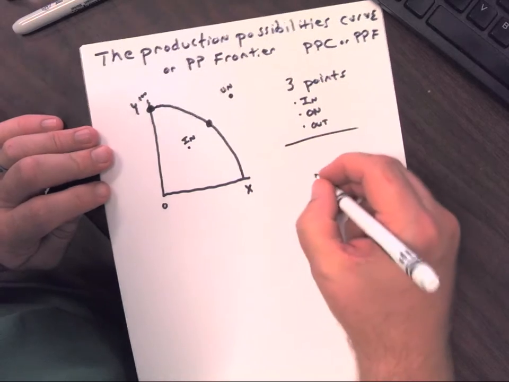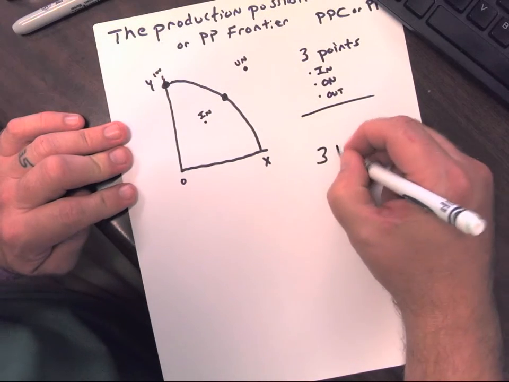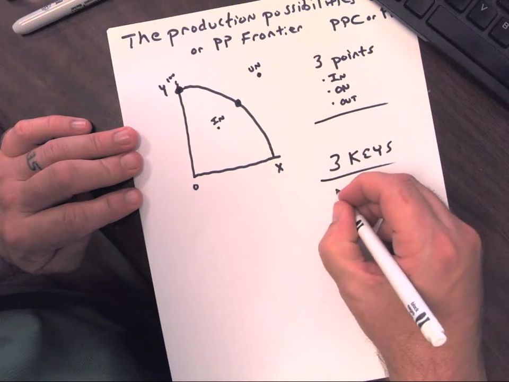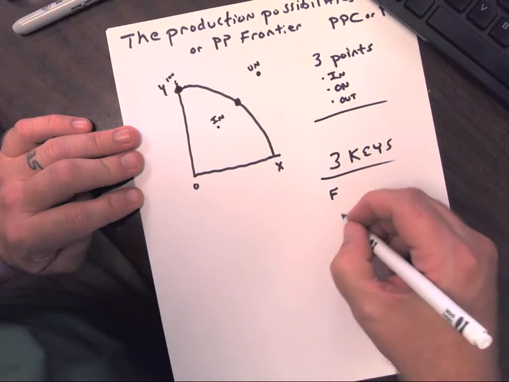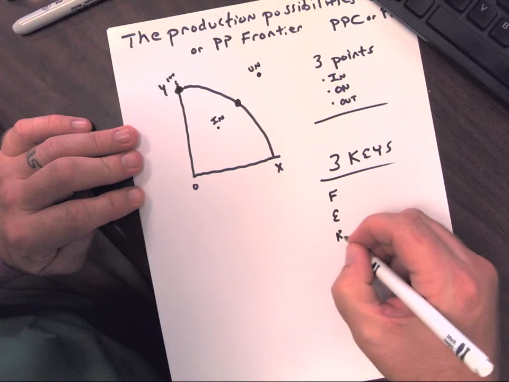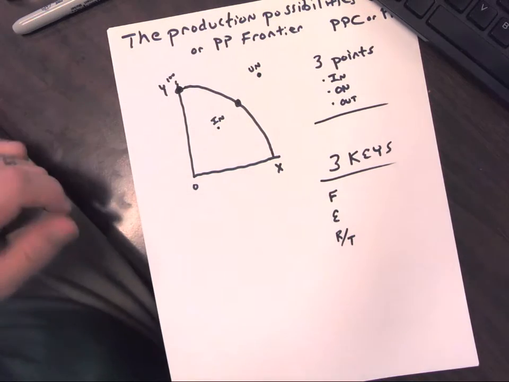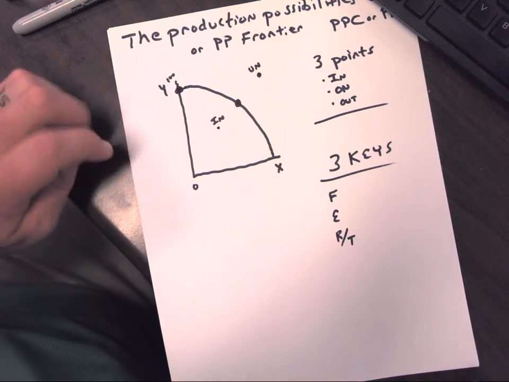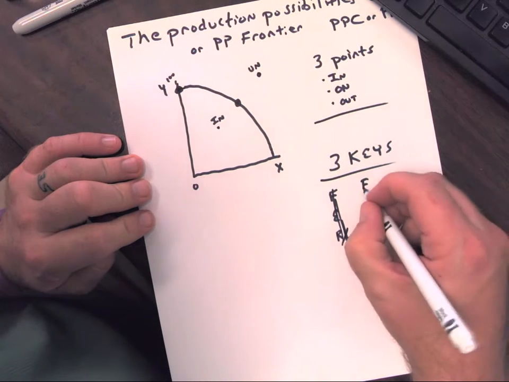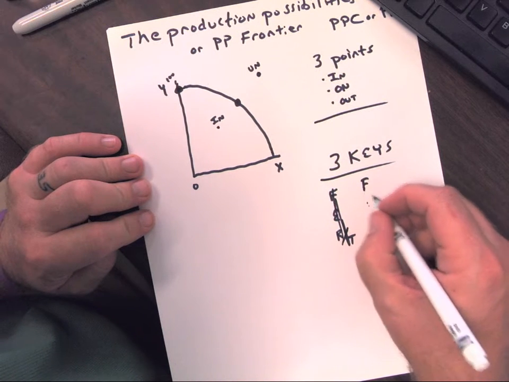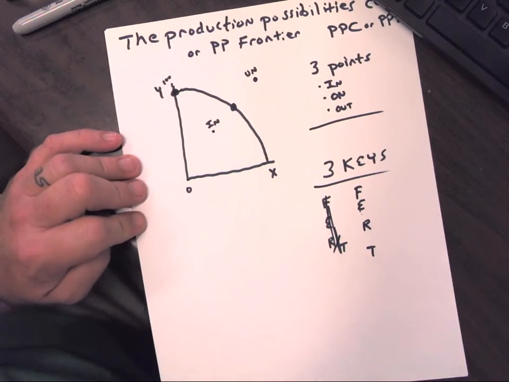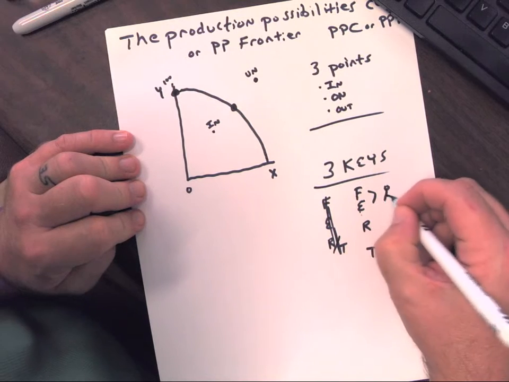So we're also going to have what is called our 3 keys. We have 3 keys. We have full employment, resources, and technology. Sorry, I wrote that wrong. Let me try that again. We have full employment is one, resources is one, and technology is another. So think of it like this. We need people, full employment.